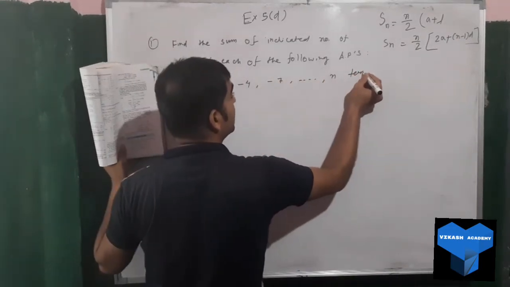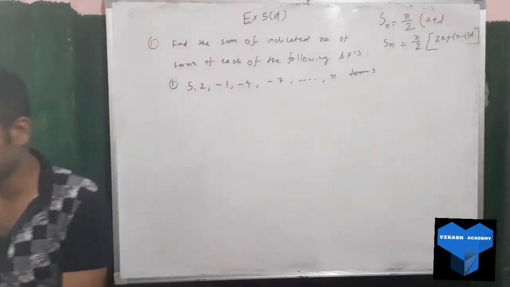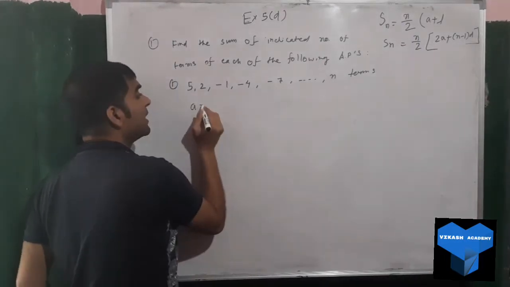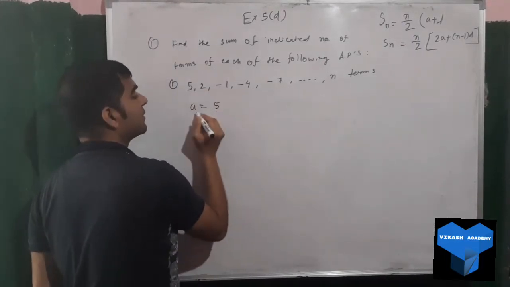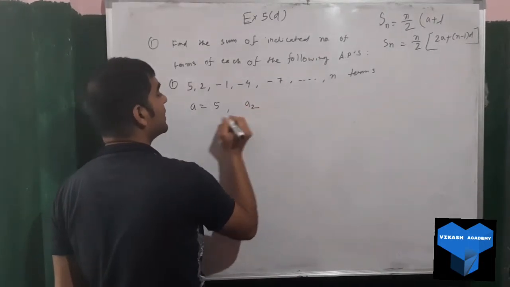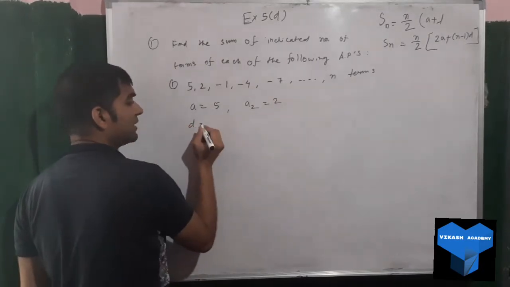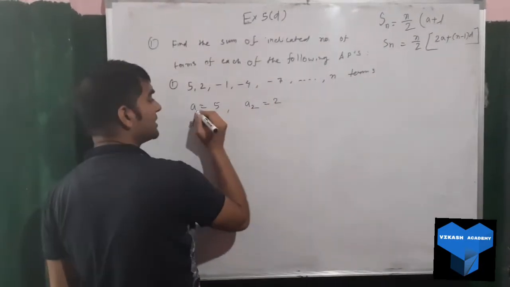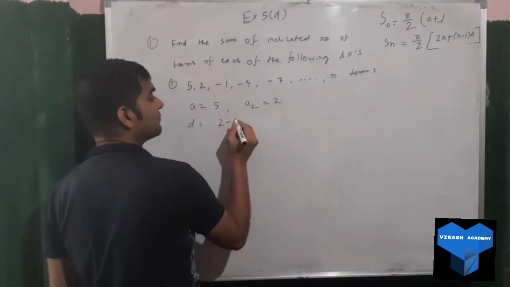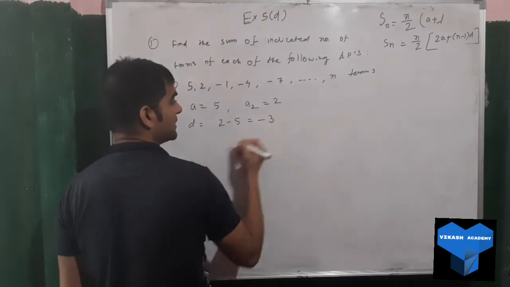So this is our first AP: 5, 2, minus 1, minus 4, minus 7, up to n terms. So you know the first term. A1 is 5, or a. Then A2 is 2. You can easily find the common difference d, which is A2 minus A1, or A2 minus a. It will be 2 minus 5, and we obtain minus 3.